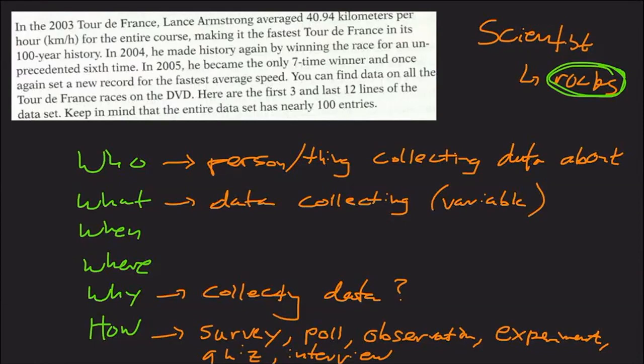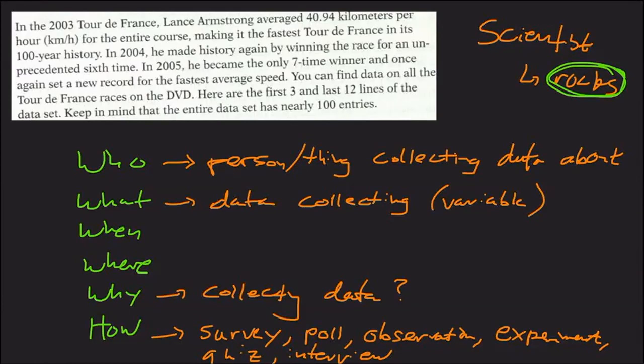So let's go ahead and look at this example. In 2003 Tour de France, Lance Armstrong averaged 40.94 kilometers per hour for the entire course, making it the fastest Tour de France in 100-year history. In 2004, he made history again by winning the race for an unprecedented 6th time. In 2005, he became the only 7-time winner and once again set a new record for the fastest average speed. You can find data on all the Tour de France races on the DVD. Yeah, ignore that part. Here are the first 3 and last 12 lines of the data set. Keep in mind that the entire data set has nearly 100 entries.